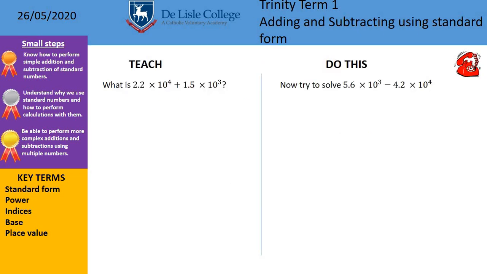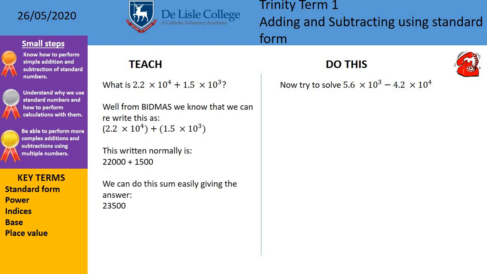So now let's have a look at this question. It's slightly more complicated because here we have 10 to the power 4 and here we have 10 to the power 3. So when we convert our two numbers, what we're going to do initially is deal with the 2.2 times 10 to the 4 and the 1.5 times 10 to the 3, which gives us 22,000 plus 1,500, which gives us the sum 23,500, which can then be put back into standard form as 2.35 times 10 to the 4.